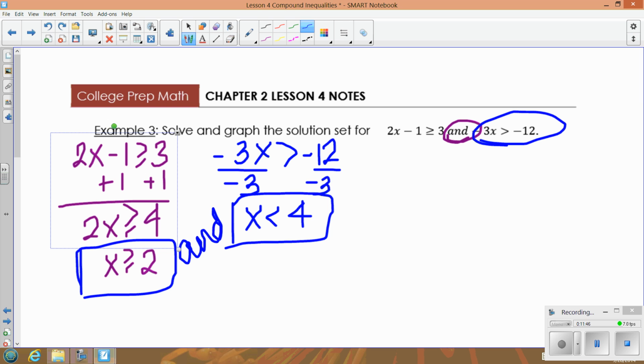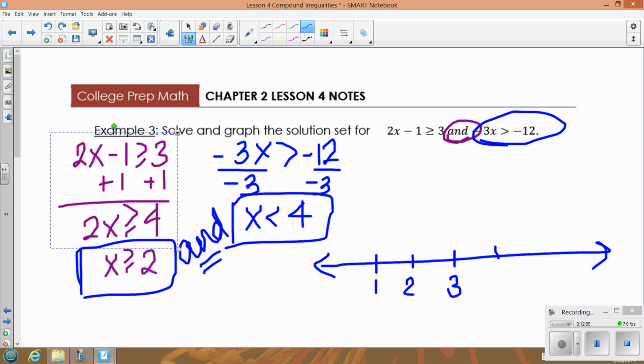is an and situation. So that means you can be both of these things at the same time. I can be greater than or equal to 2 and less than 4 at the same time. So I'm looking for the intersection of these two inequalities. So we're going to draw our number line. So 1, 2, 3, 4, 5. Plot our points.